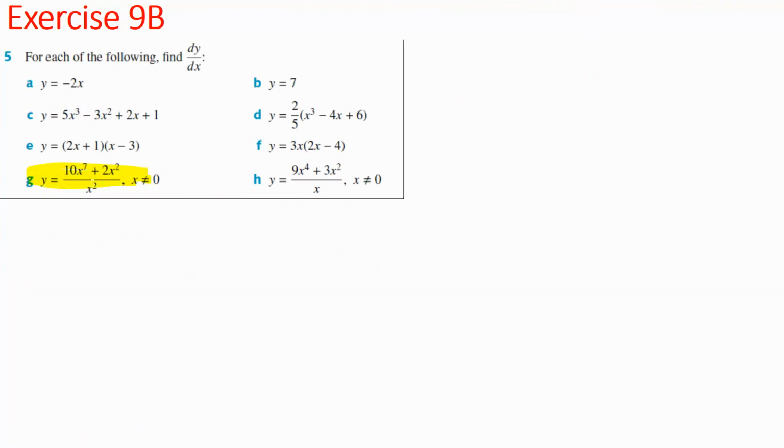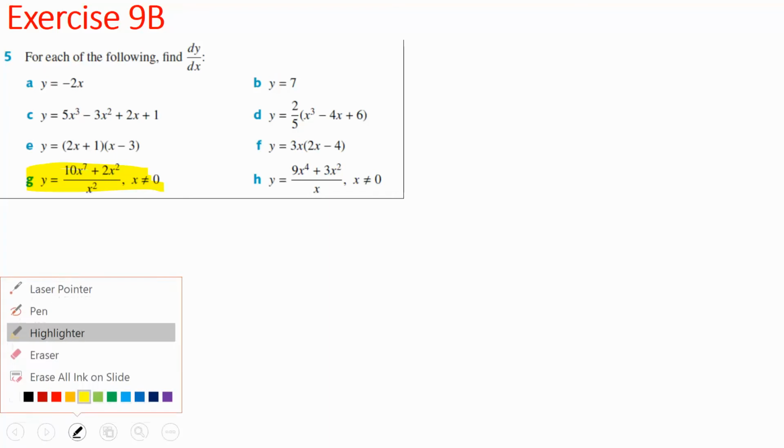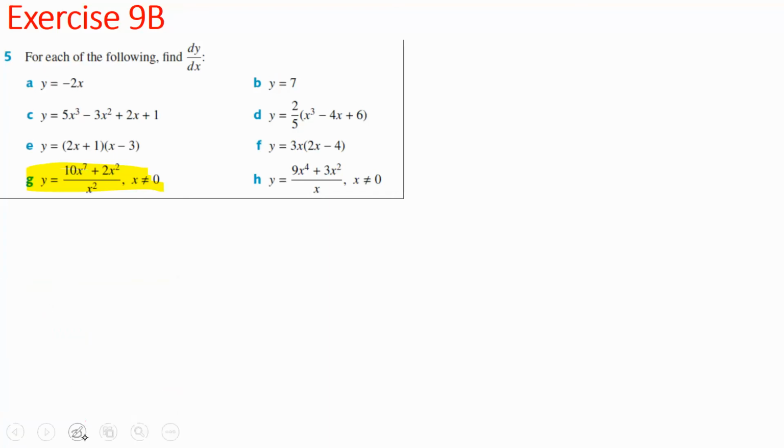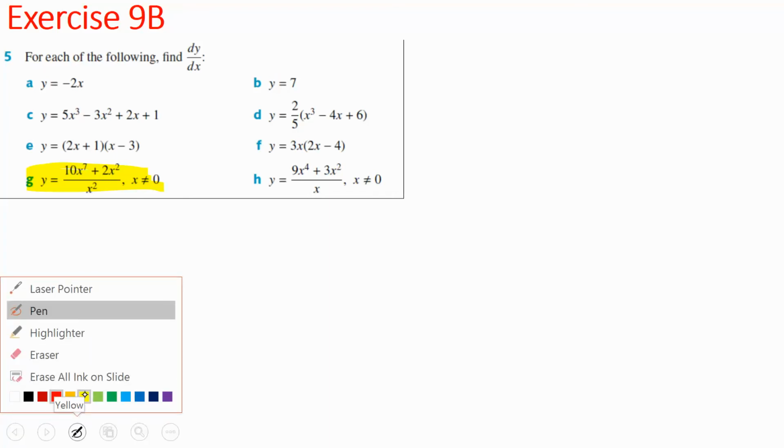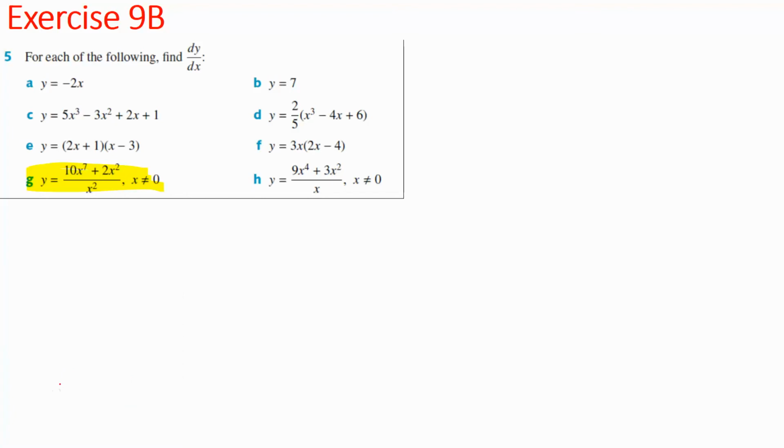So, same thing with g. We're going to split that fraction. We're going to split that fraction. And we split the fraction. What you'll see is y equals, instead of leaving it as an included fraction, I can write it like this: 10 to the power of x on 7. Remember, the denominator is x squared, so you can split it.